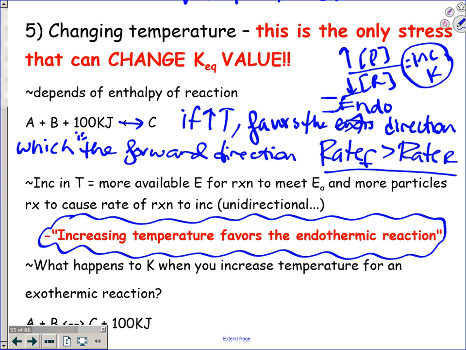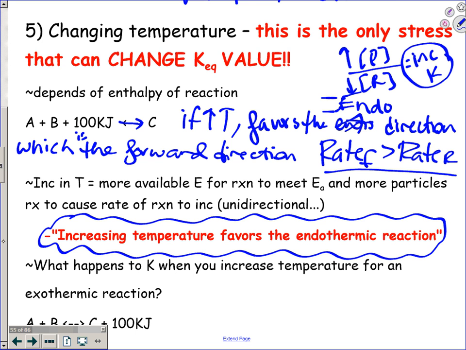Simply because this endothermic direction was forward to be pushed to make more products, and that results in a higher K value. Question? Is it safe to assume that if the 100 kilojoules is in the reactants, it's favorable to the endothermic, and if it's in the products, it's favorable to the exothermic? Yeah, and that's what you guys should know. If energy is in the reactants, it's endo. If energy is in the products, it's exo. Because we're consuming energy, or absorbing energy is another way to say that, or releasing energy as a product.